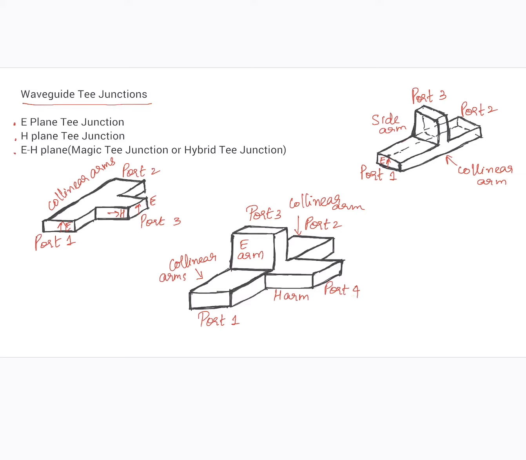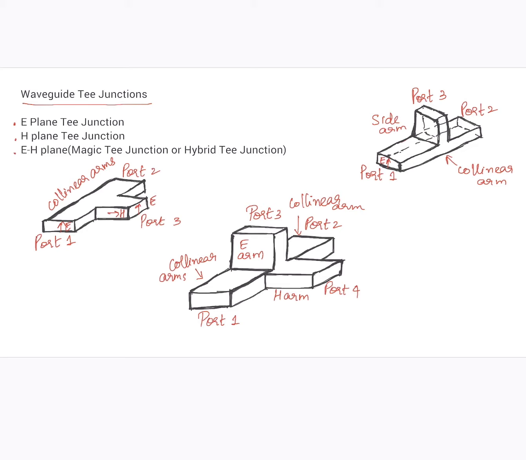So the S matrix will be either 3 by 3 dimension or 4 by 4 dimension. Basically T junctions are divided into 3 types: E-plane T junction, H-plane T junction, and a combination of both, which is known as EH plane or magic T hybrid T junction.